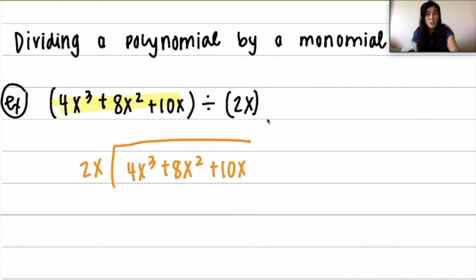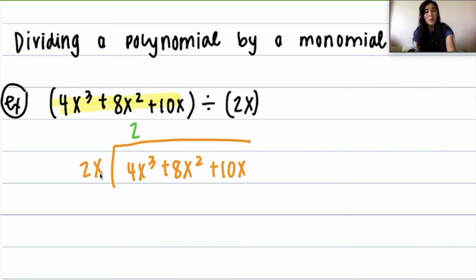So what is different, unlike our other division problem, is that this time you have a variable, and you're going to work with it the same way. So you're going to take a look at this first term here, and you're going to say, okay, 2 times what gives me 4? And hopefully you would say 2, and you would be correct. But then you also need to do it with the x's, though.